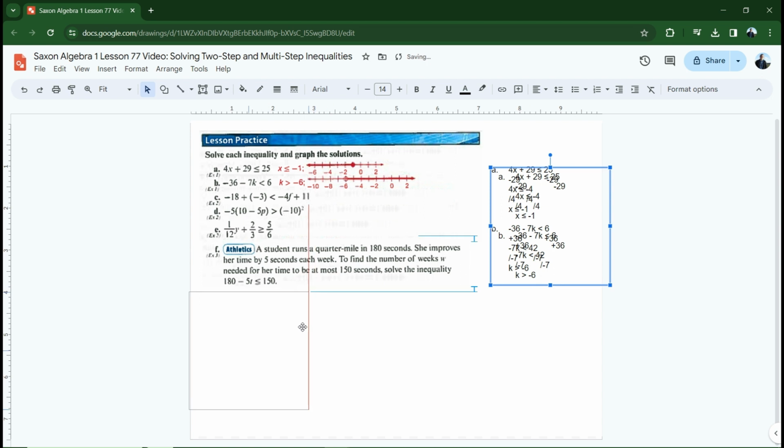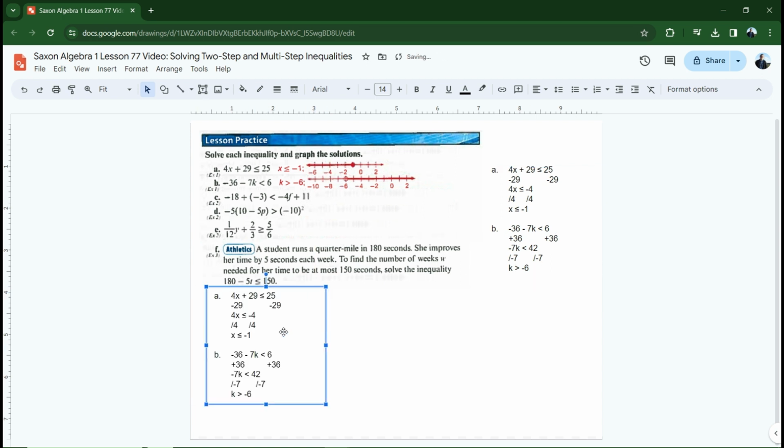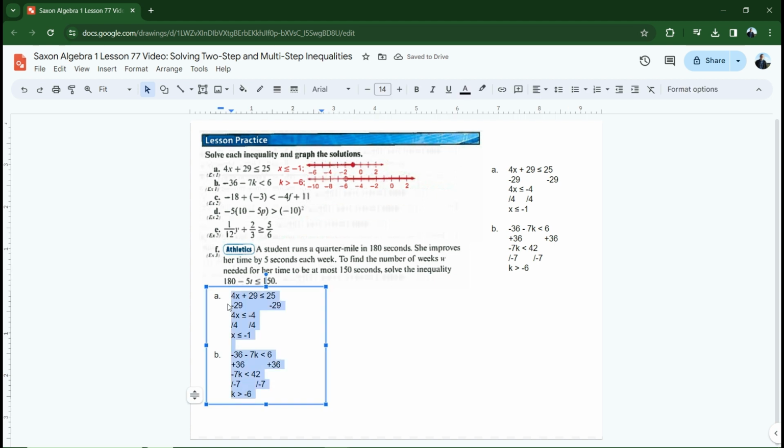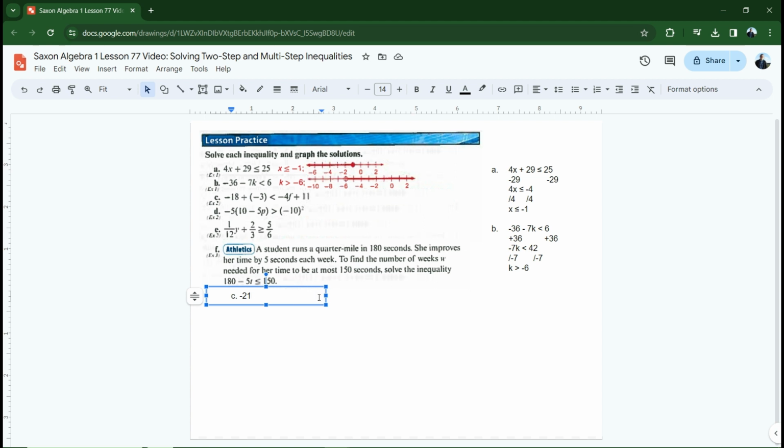Okay. All right, so for letter C, we have negative 18 plus negative 3. Well, let's see. Negative 18 plus negative 3 is just negative 21. So I'm going to simplify on the left-hand side here first and just add those negatives together. Negative 21 is less than negative 4f plus 11.